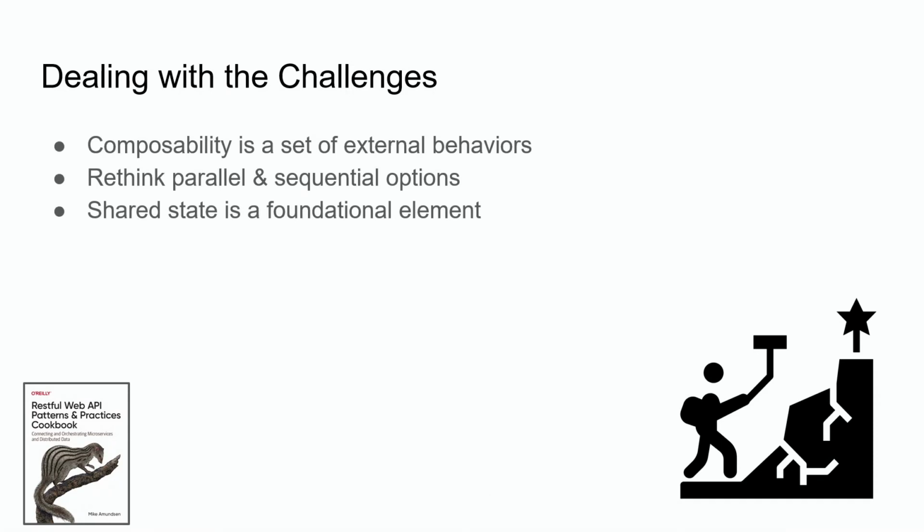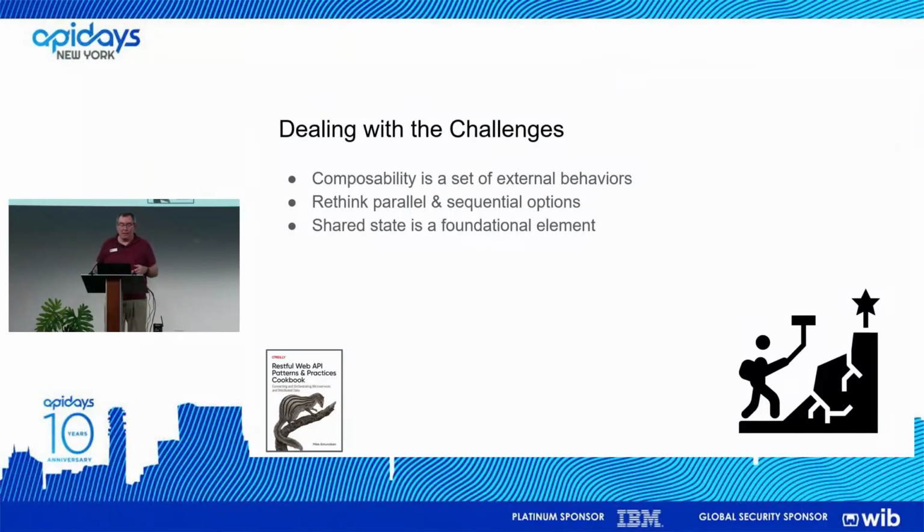Now, it's not easy. There's some challenges. Composability is actually, in the way I'm describing it, a set of external behaviors, not internal. I have to be able to support undo. I have to be able to support repeat. I have to be able to support continue and all these other things. That's a challenge. We're going to have to start rethinking the way we code our services in order to do that. We don't often think about what it's going to take to roll back. We just think magically it's going to happen.